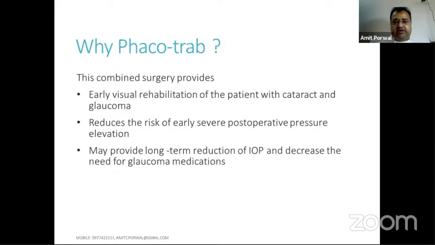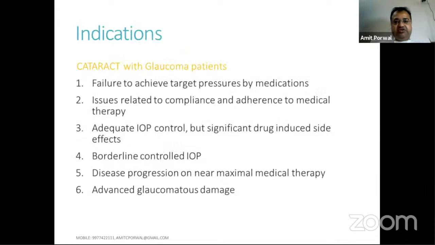So why do we consider phaco-trab? Phaco-trab is basically a combined surgery wherein cataract and glaucoma, both these issues, are addressed in a single surgery. It provides early visual rehabilitation of the patient with cataract and glaucoma. It reduces the risk of severe post-operative pressure elevation, may provide long-term reduction of IOP, and decreases the need for glaucoma medications.